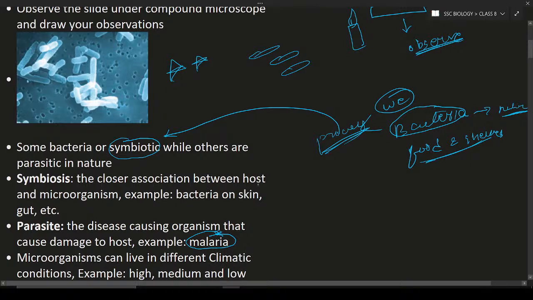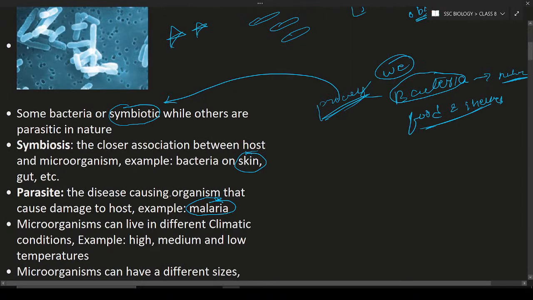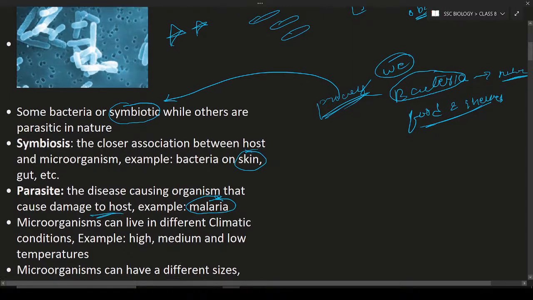Next is the bacteria on the skin. On your skin also there is a bacteria. This bacteria is going to help your skin. It is one of the most important things. Symbiosis means a closer association where host and microorganism both are being benefited. Parasite means a disease causing organism that causes damage to the host.